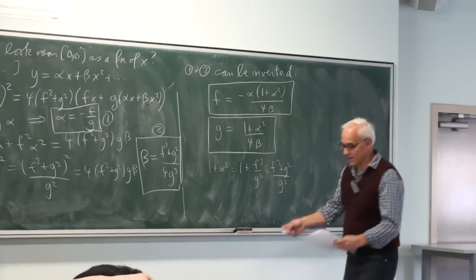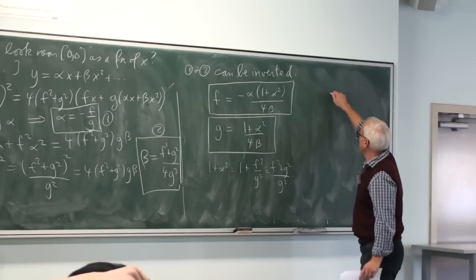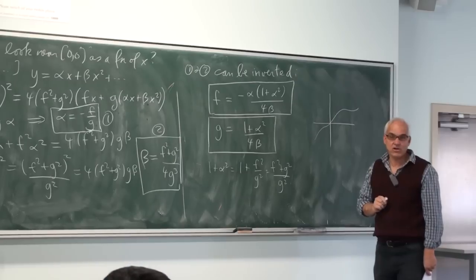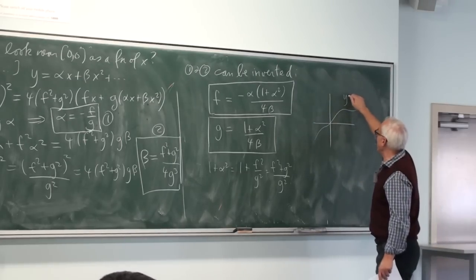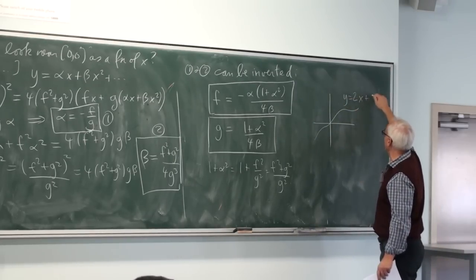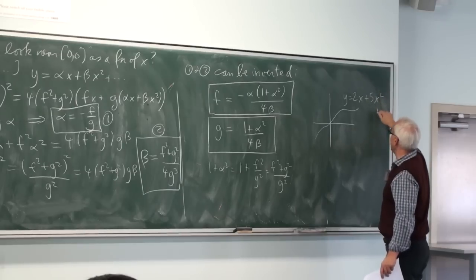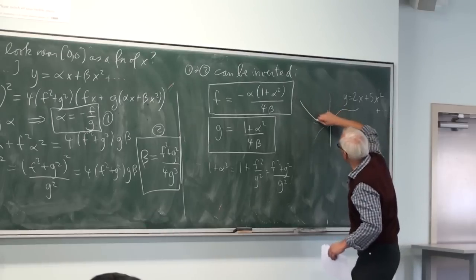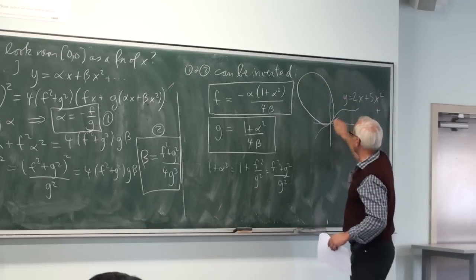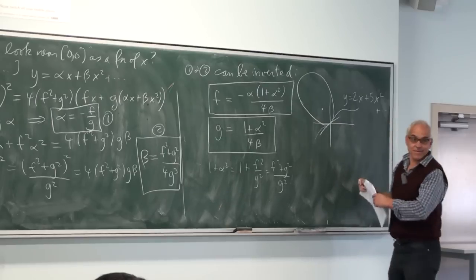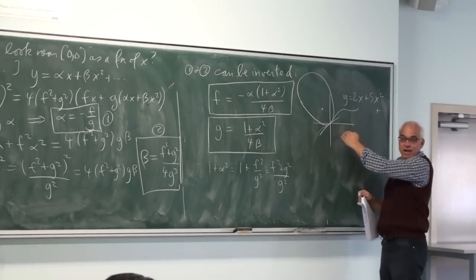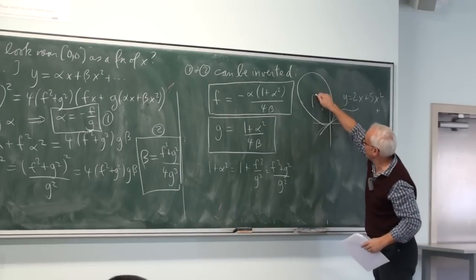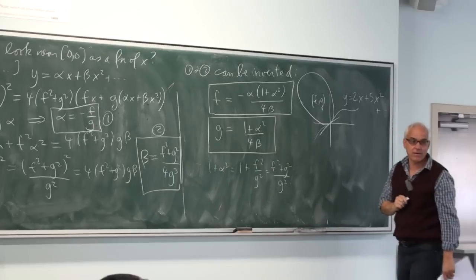Right, so what is this telling us? That's telling us that if we have a function that's going through the origin, any function, let's say it's y equals 2x plus 5x squared, and maybe it has higher order terms. And we want to know, well, what's the normal parabola that's approximating that function at the origin? Where is its focus? Where is f and g?